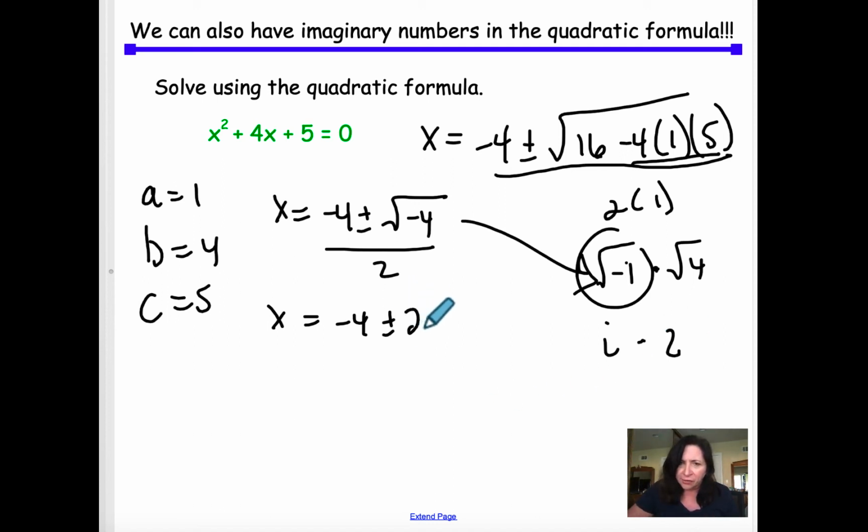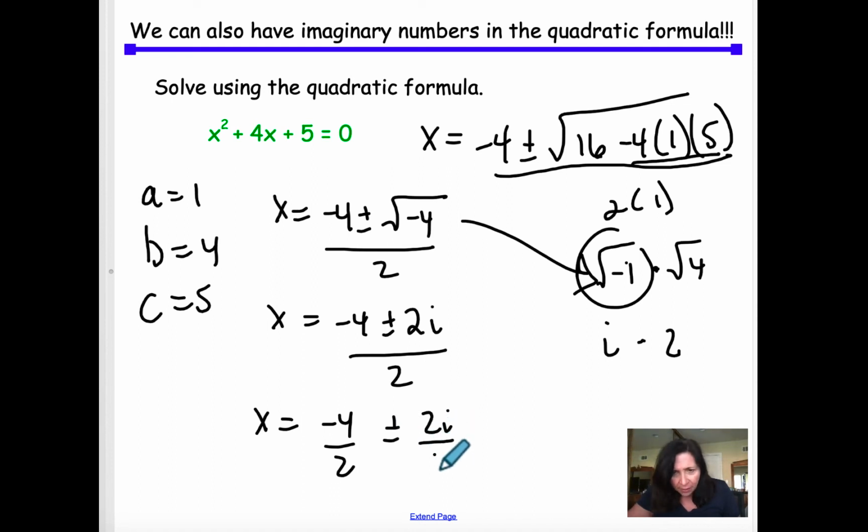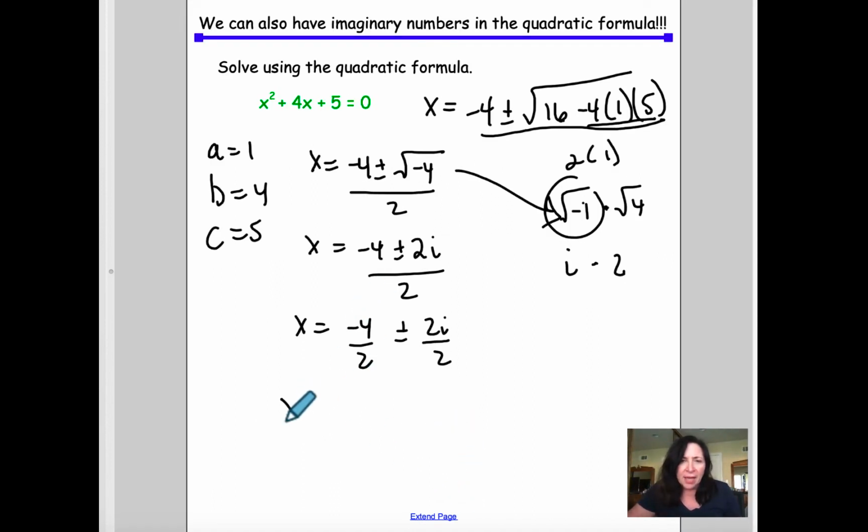So plus or minus 2i over 2. And what you need to do is split that 2 up, it goes for both the numerators. So that's going to be x equals negative 4 divided by 2 plus or minus 2i divided by 2. And so that'll be x is equal to, what is that? Negative 2 plus or minus i.